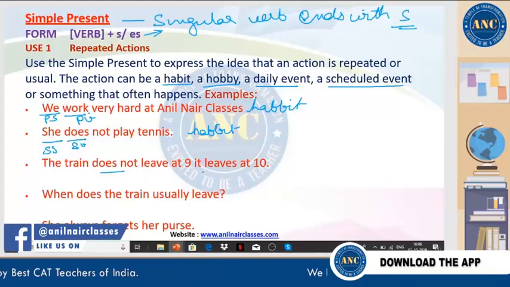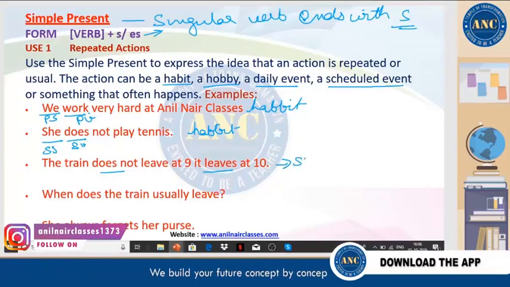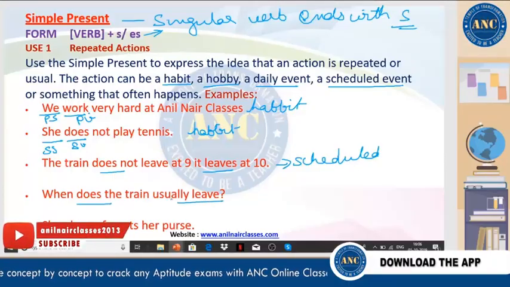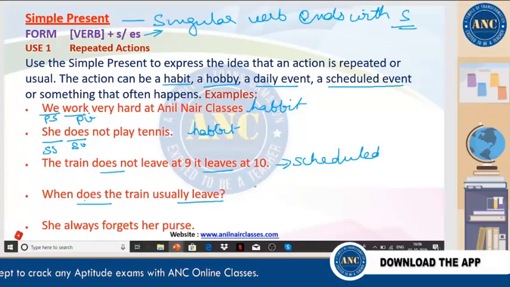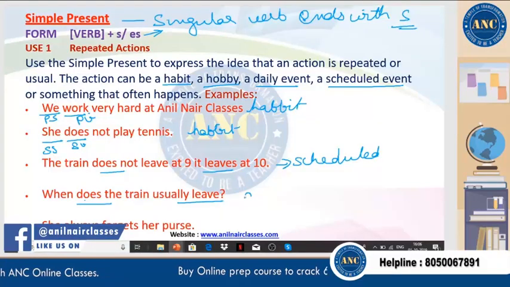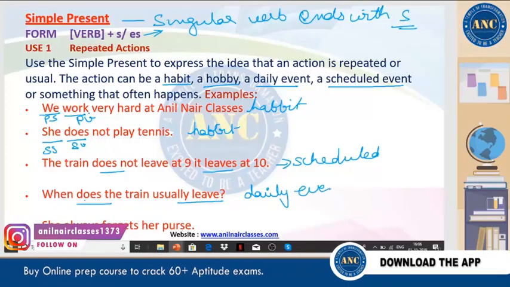So does and leaves, both are verbs in the present tense, and they are talking about a scheduled event over here. Next is, when does the train usually leave? So does leave is the verb, does is again the present tense, because again you're talking about a daily event, right? You're talking about a daily event or a schedule.